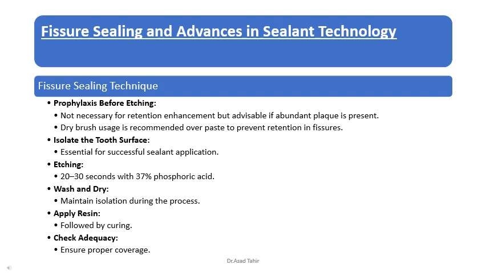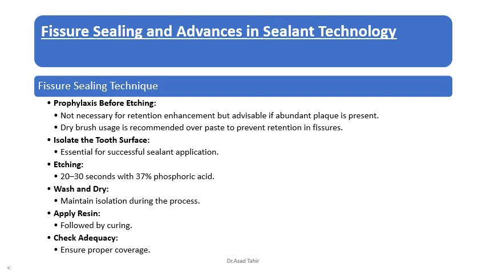Isolate the tooth surface. This step is essential for a successful sealant application. Etching, applying 37% phosphoric acid for 20 to 30 seconds to prepare the tooth surface. Wash and dry. It's important to keep the tooth isolated and dry during this step. Apply resin. The resin is applied and then cured to harden it.